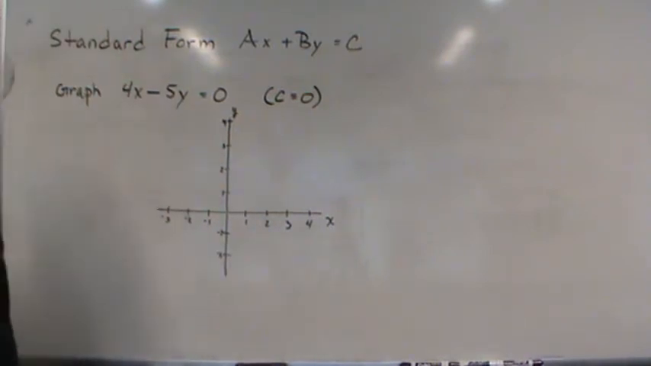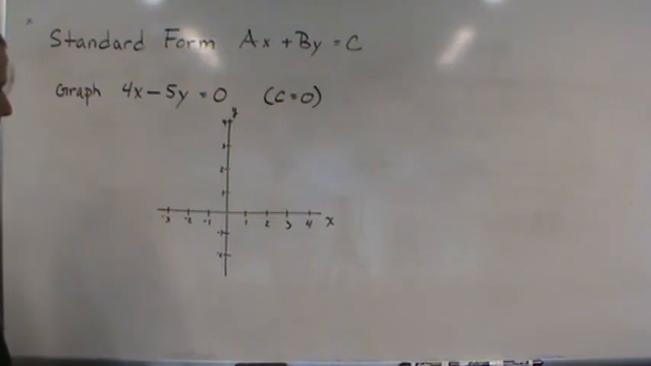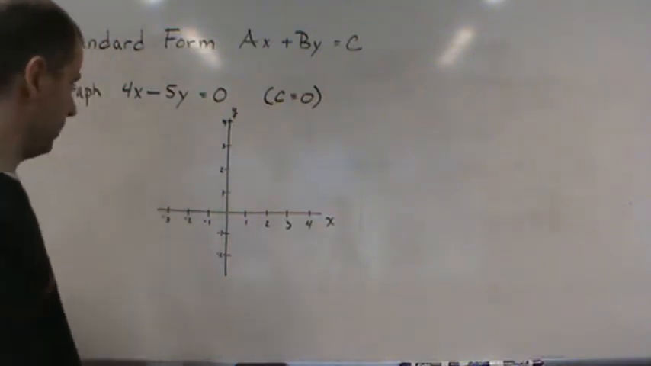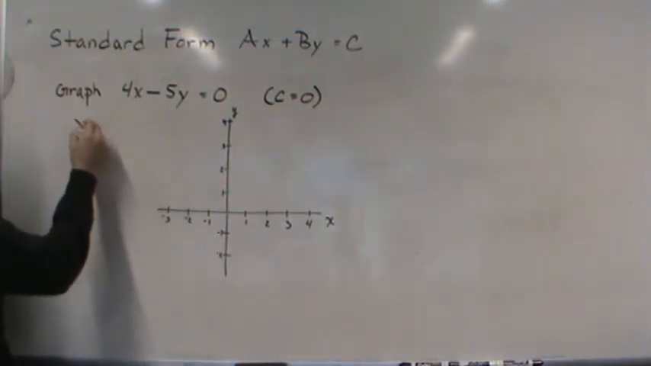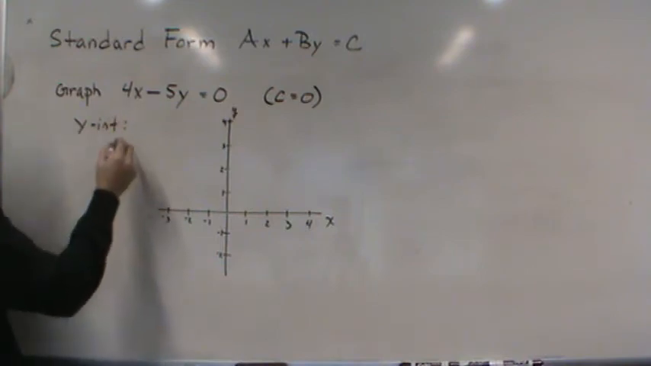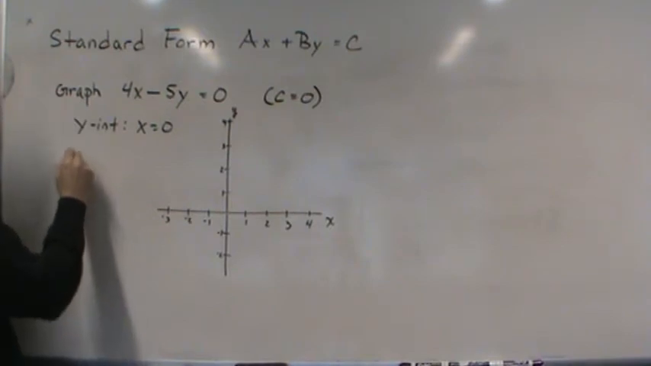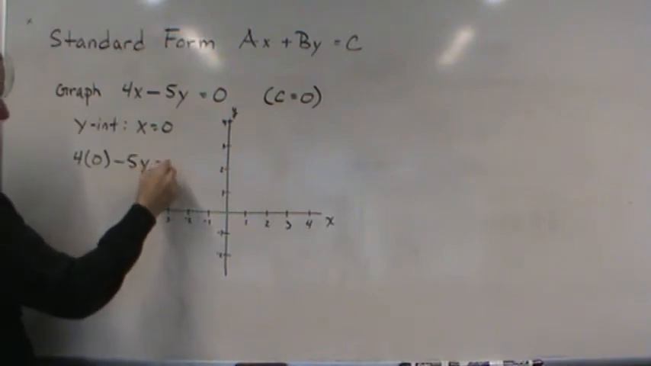So that's it. Now, let's say I want to graph this line, this equation, this function. It's in standard form, so how would we do that? Well, we're going to find the intercepts. So the first one is, let's find the y-intercept. We're going to set x equal to 0 and solve for y. So we have 4 times 0 minus 5y equals 0.